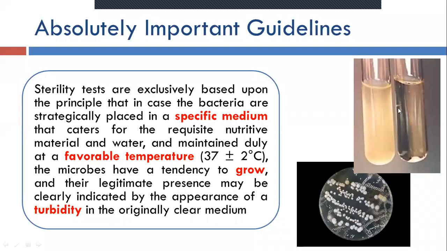You can see here, this is the initial test tube, which is a very clear medium. If there is growth, the whole medium will turn turbid. If it turns turbid, that indicates that the product contains viable organisms. And if there is no turbidity, the product does not contain any viable organisms. So this is the final result. But because we should not get a false positive or false negative report, we should take utmost care.